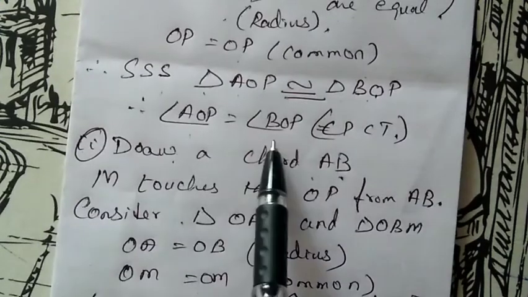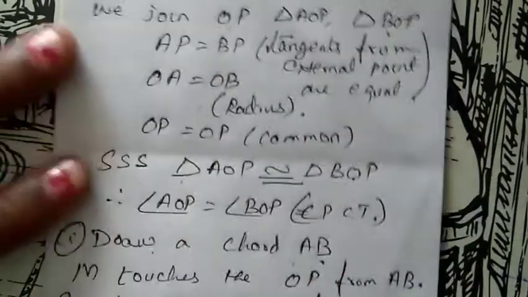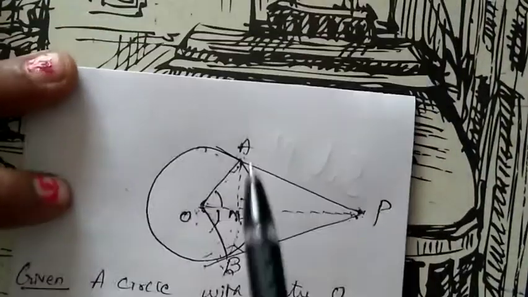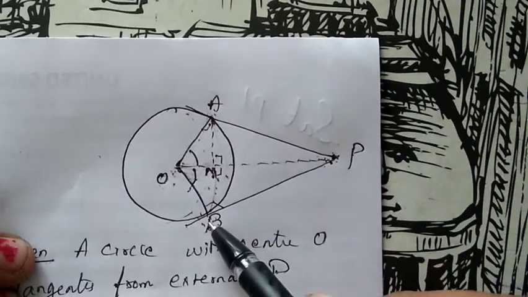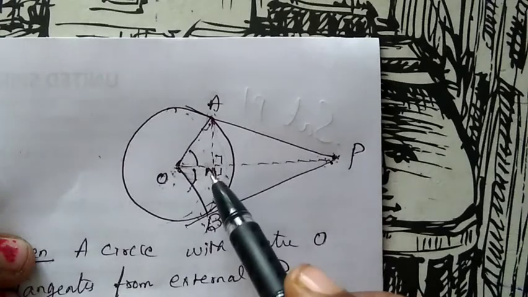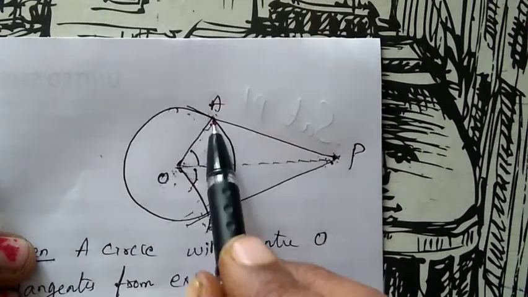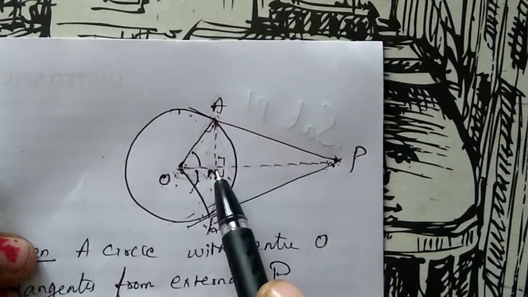So angle AOP is equal to angle BOP by CPCT. Next, for the second subdivision, we have to draw the chord. We will join the point of contact A and B and make one chord which passes through the OP at M. Now in this we consider the triangle AOM, BOM.